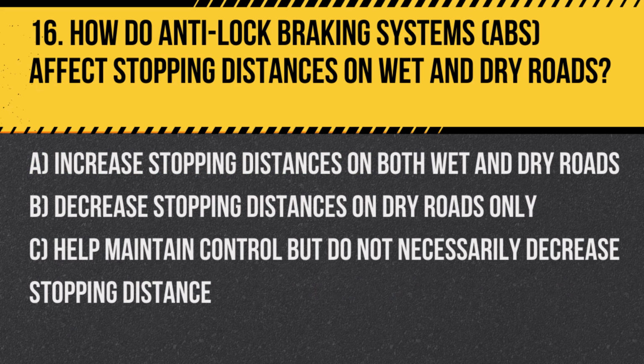Question 16. How do anti-lock braking systems, ABS, affect stopping distances on wet and dry roads? A. Increase stopping distances on both wet and dry roads. B. Decrease stopping distances on dry roads only. C. Help maintain control, but do not necessarily decrease stopping distance. Answer. C. Help maintain control, but do not necessarily decrease stopping distance. ABS prevents wheels from locking, aiding in control during an emergency stop.